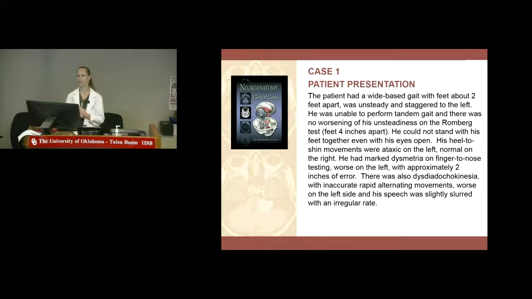His heel to shin movements were ataxic on the left and normal on the right. He had marked dysmetria, so lack of coordination on finger to nose testing, worse on the left with approximately 2 inches of error. So he was really missing his target. There was also dysdiadochokinesia. Whoa, that's a big word, isn't it? That just means rapid alternating movement. So when we ask him to go like this, can he do this as fast as you can? Can you do it? So he had some issues with that, and that was worse on the left side, and his speech was slightly slurred and had an irregular rate.